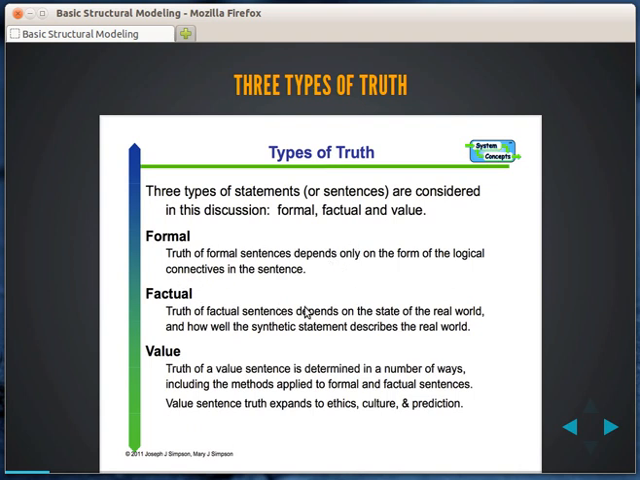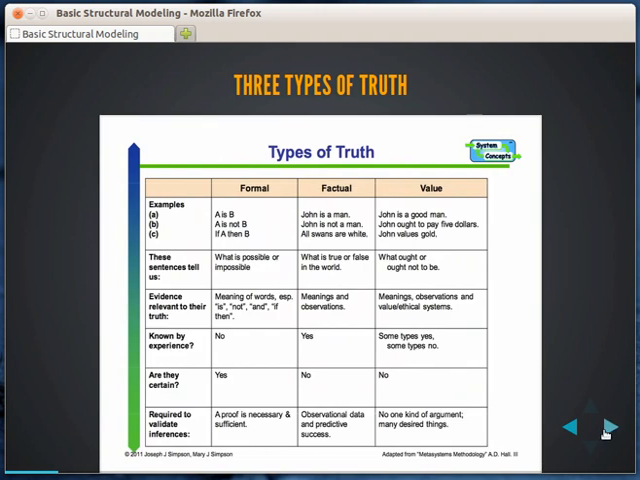But formal truth is basically based on formal sentences, factual truth is based on the state of the real world, and value truth is basically a combination of both formal and factual truth. It also includes culture, ethics, and value judgments of human beings and experts. Systems engineering is really about optimizing very complex systems, so the value truth is very important in systems engineering and systems science.